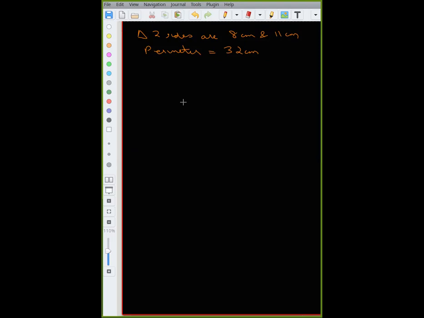Many times it may happen that your answer is in the format of a root itself. Don't get bothered about that. Like in this question, your answer will not come in a whole number. It will be a root itself, something into root something. So don't get flabbergasted by that. Just solve it.